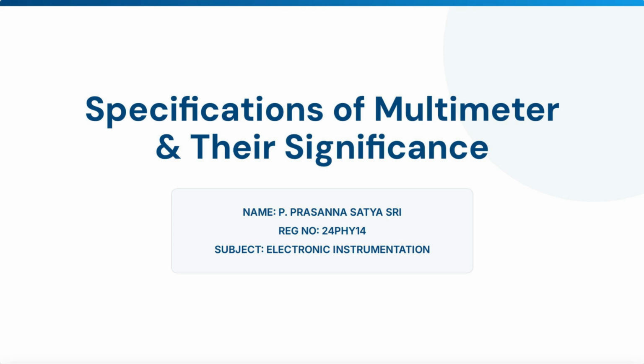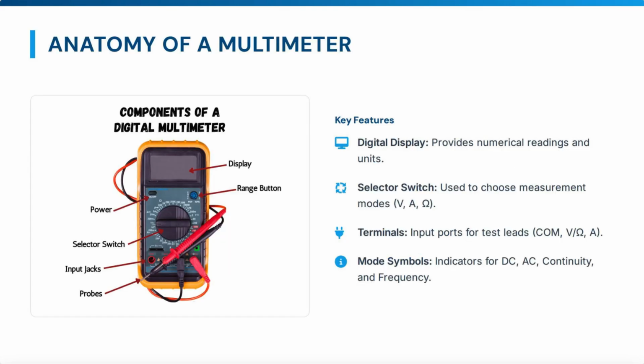Specifications of a multimeter and their significance. Display: shows numerical readings in units. Range button: changes the measurement range manually. Power: turns the device on or off.